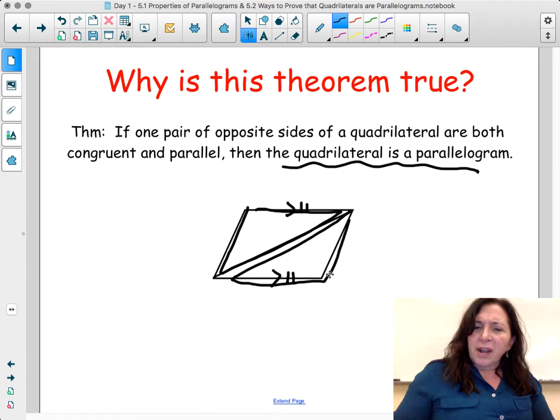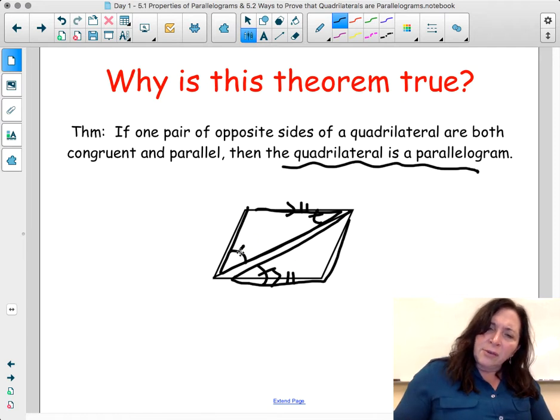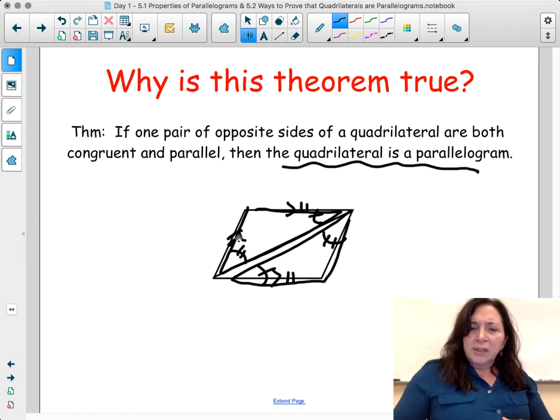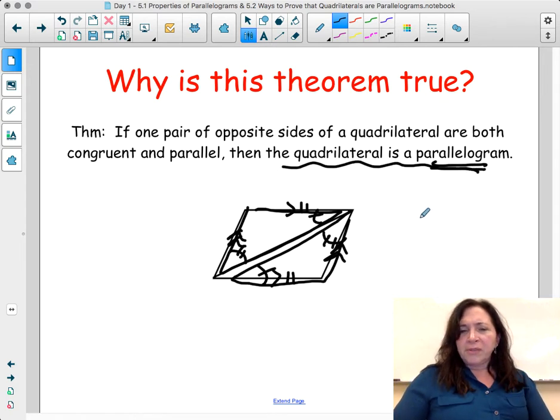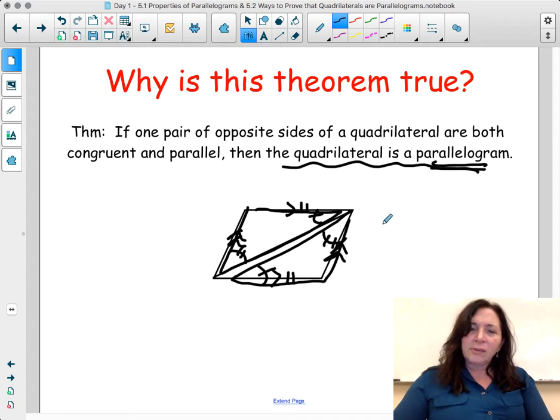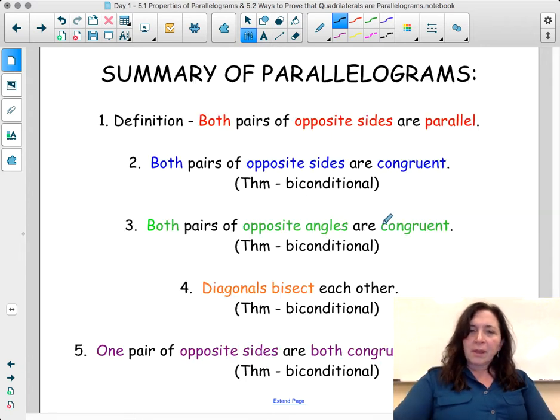It's a parallelogram if the opposite sides are both congruent and parallel. Well, if the opposite sides are congruent, check. We know it's a parallelogram. But also, if the parts are congruent, I can say these angles in here are congruent, which makes them alternate interior angles, which would then make those parallel also. And therefore, if both pairs of opposite sides are parallel, by the definition, it has to be a parallelogram.